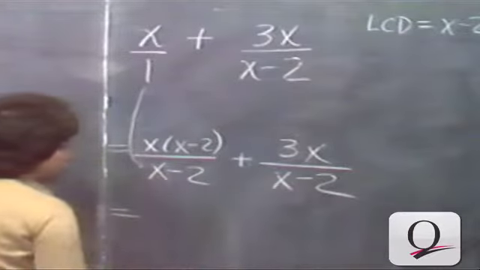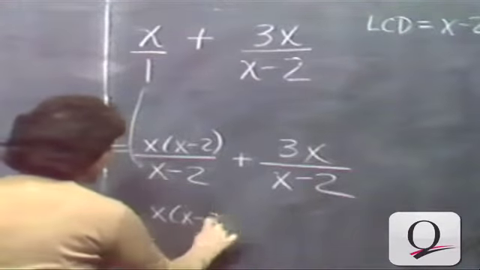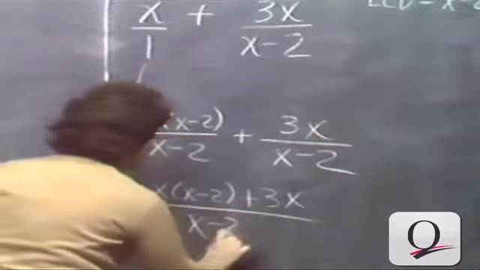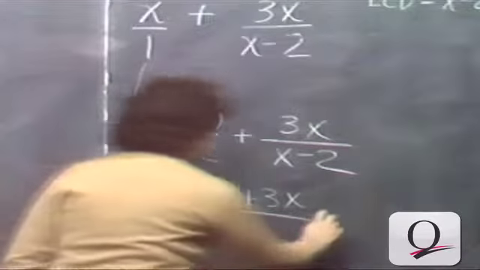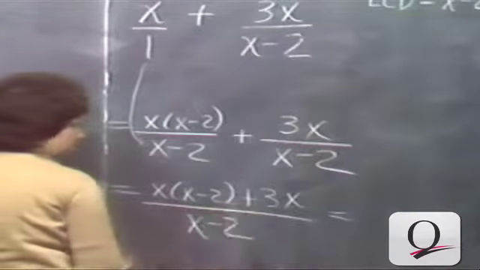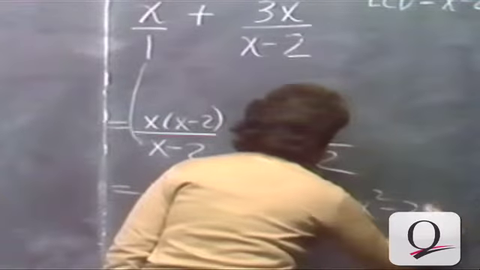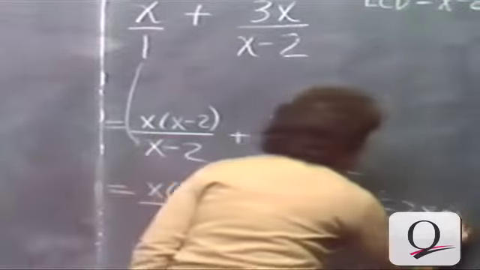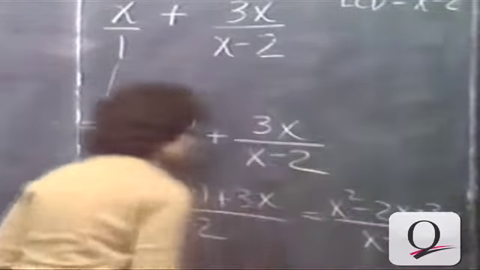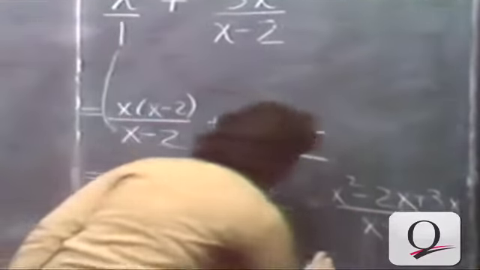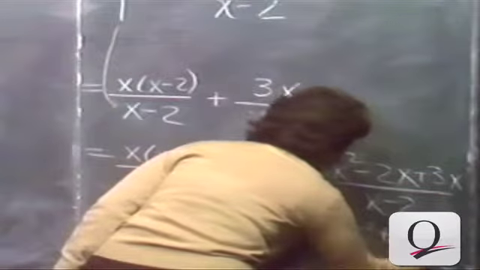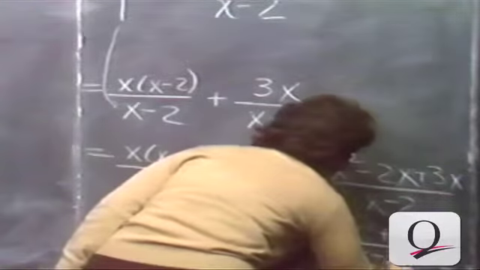now we have two fractions with the same denominator. We combine the numerators and put them over the common denominator. This gives us x squared minus 2x, using the distributive law, sending the x through the parentheses. x squared minus 2x plus 3x over x minus 2, giving us x squared plus x over x minus 2.